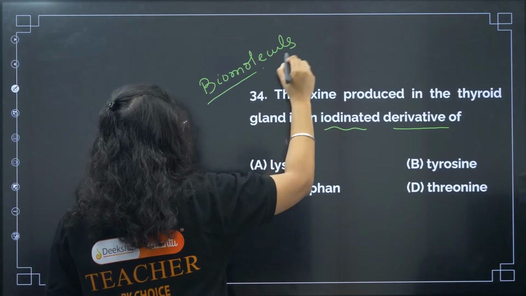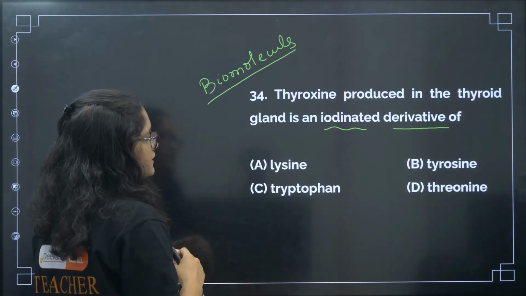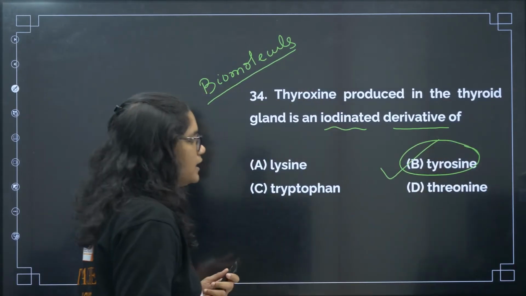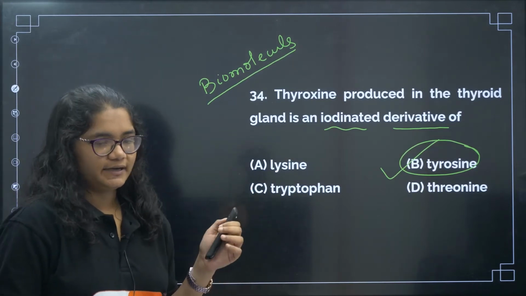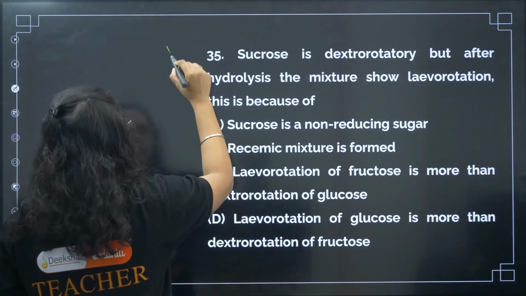So yes, this thyroxine produced in the thyroid gland is an iodinated derivative of tyrosine. The correct answer for this question is option B. This is a theoretical question, you need to learn this data. Next, coming to question number 35, again the question is from biomolecules.